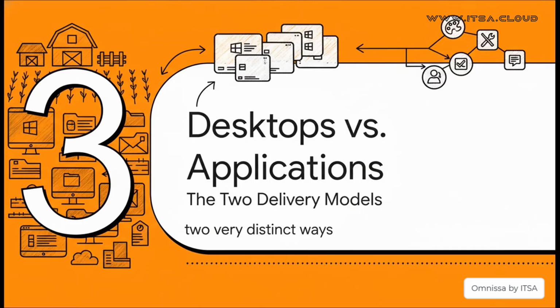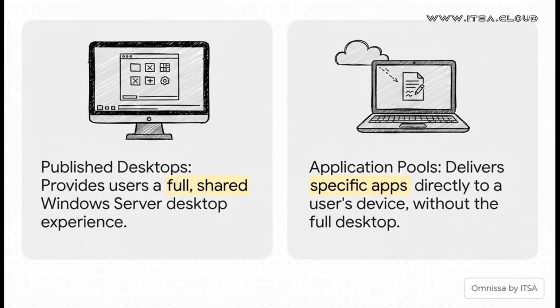Okay, so once your farm is built and ready to go, you have a really important choice to make. You can use it to deliver resources in two very different ways, either as full-blown desktops or as individual applications. So on one side, you can create what's called a published desktop pool. This gives your users a complete Windows desktop experience. It looks and feels just like their physical PC, but it's all running on that shared server.